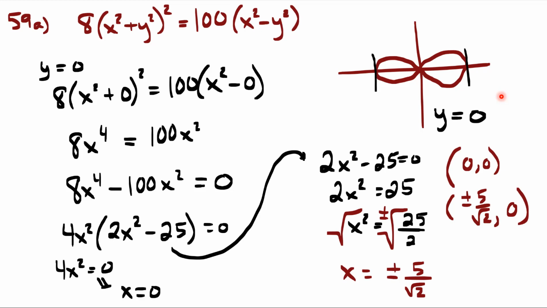Okay, next one. Use implicit differentiation to find the equation of the tangent curve at the point 3, 1. 3 comma 1. So first of all, before we even get there, let's figure out what that means. So this is 59b. Here's our lemniscate. And 3 would be about right there, going up to 1. So we're looking for that right here. We're looking for the equation of the tangent line. So that's what we want. We want the equation of a tangent line.